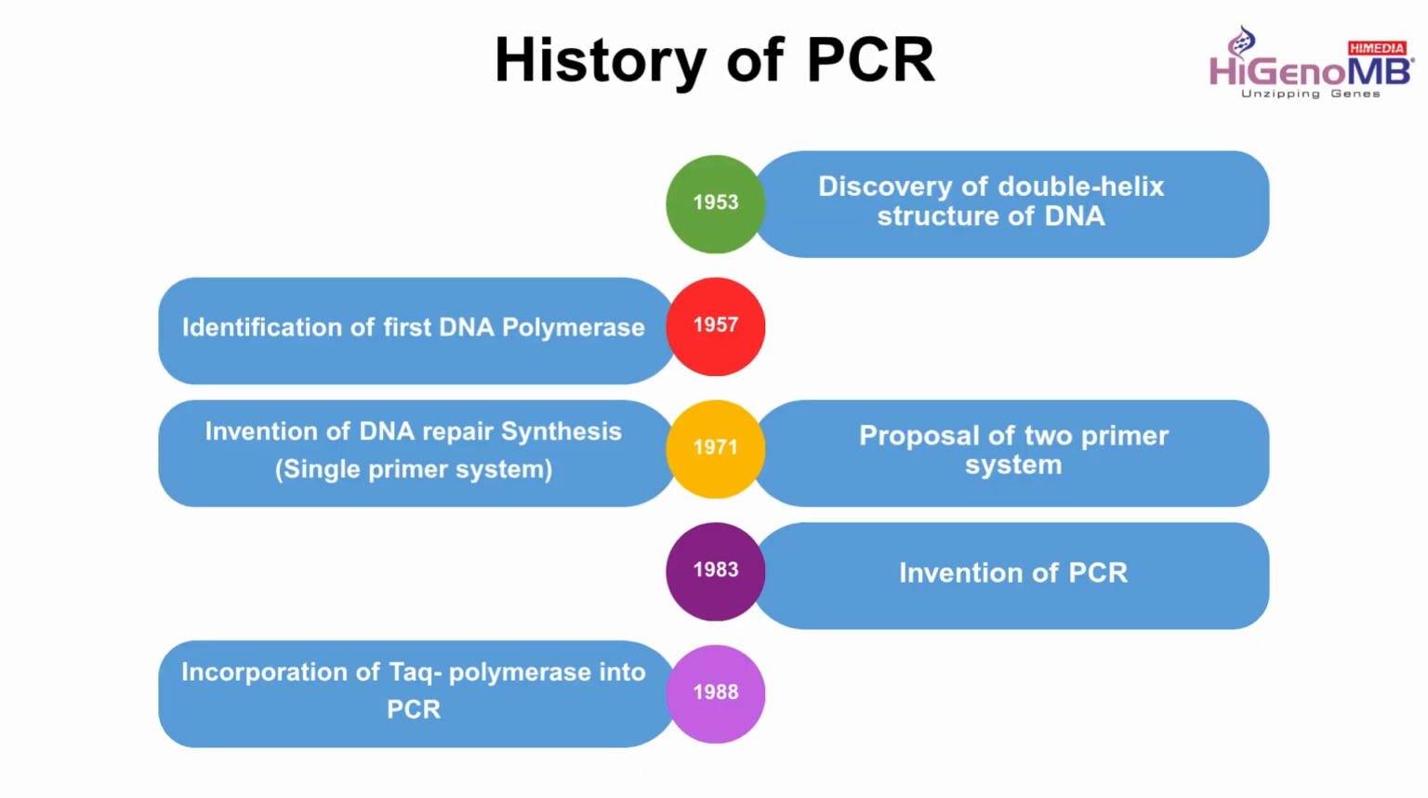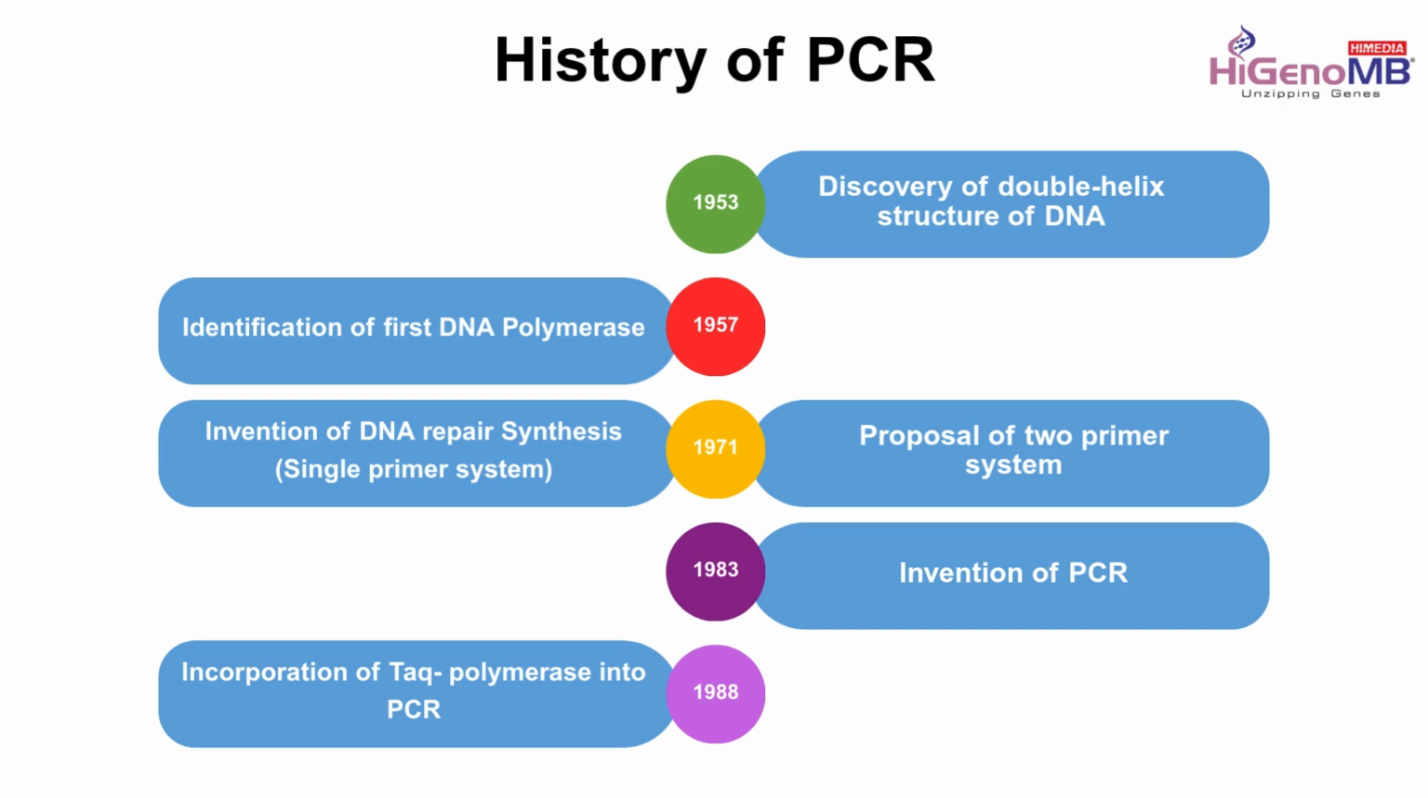Okay, so when we look at the history of PCR, it started with the discovery of the double helix structure of DNA by Watson and Crick in the year 1953. So now they identified that DNA exists in a double helical structure. The next thing is that this DNA gets replicated or duplicated by an enzyme called DNA polymerase, which was discovered by Arthur Kornberg in the year 1956, and the paper was published in 1957. So this is one important component of PCR.